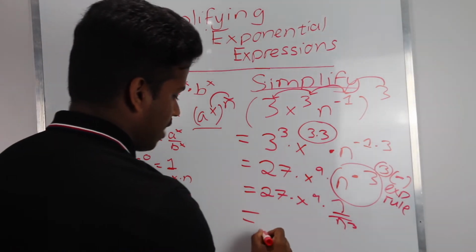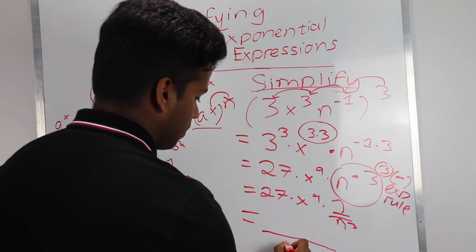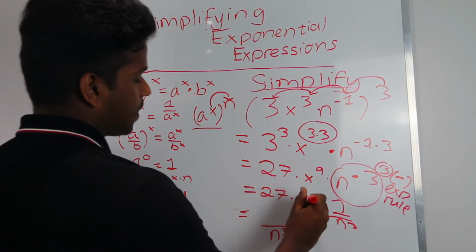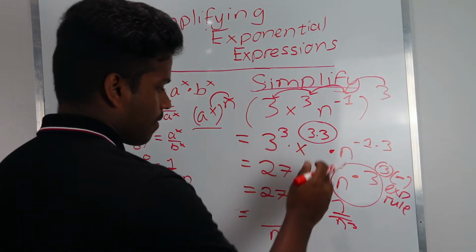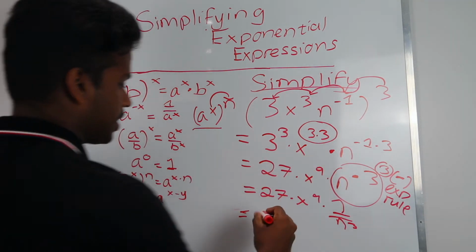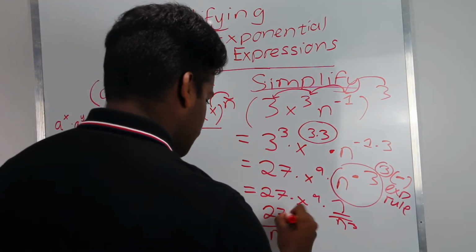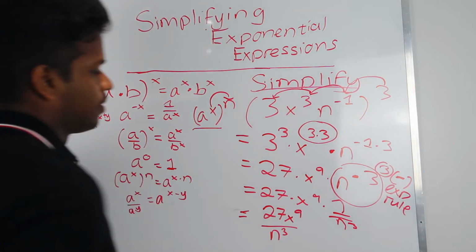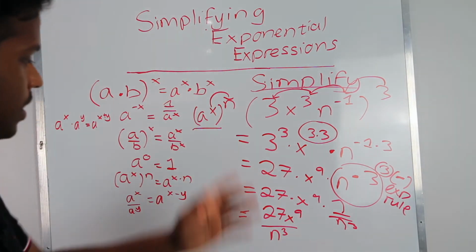Now we have something in the bottom, n to the power of 3. So 27 times x to the power of 9 times 1 over n to the power of 3. 27 times 1 is 27, so we have 27 x to the power of 9 over n cubed. And that is how we solve this expression.